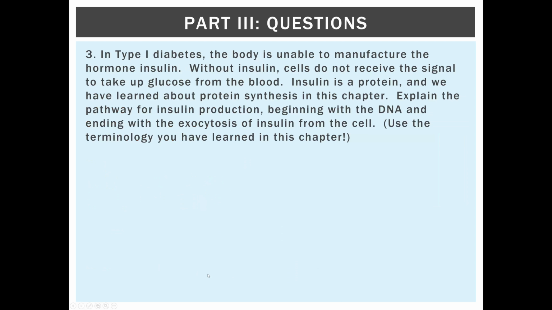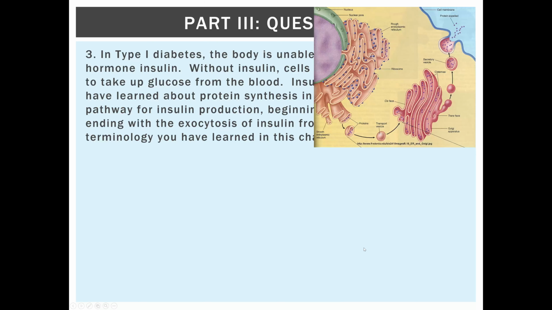Number 3, in type 1 diabetes, the body is unable to manufacture the hormone insulin. Without insulin, cells do not receive the signal to take up glucose from the blood. Insulin is a protein, and we have learned about protein synthesis in this chapter. Explain the pathway for insulin production, beginning with the DNA and ending with the exocytosis of insulin from the cell. Use the terminology you have learned in this chapter.